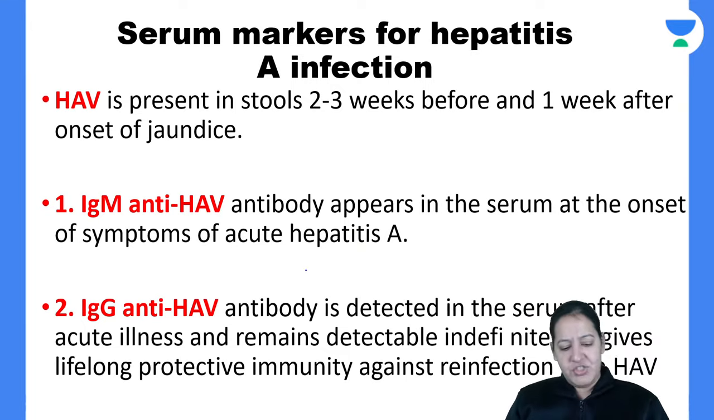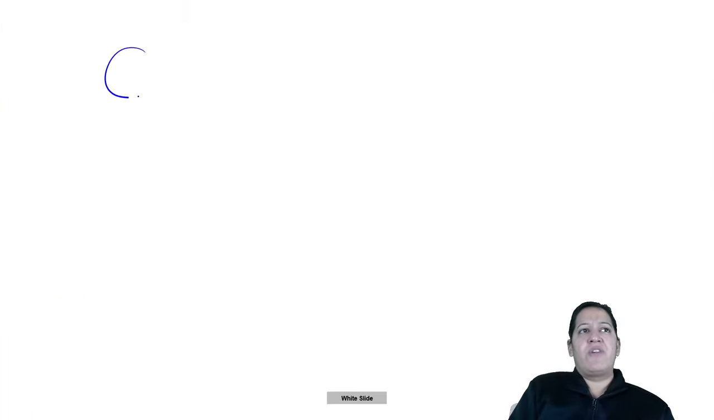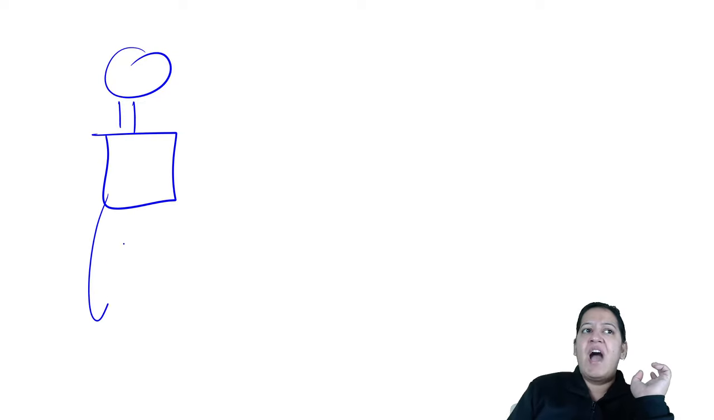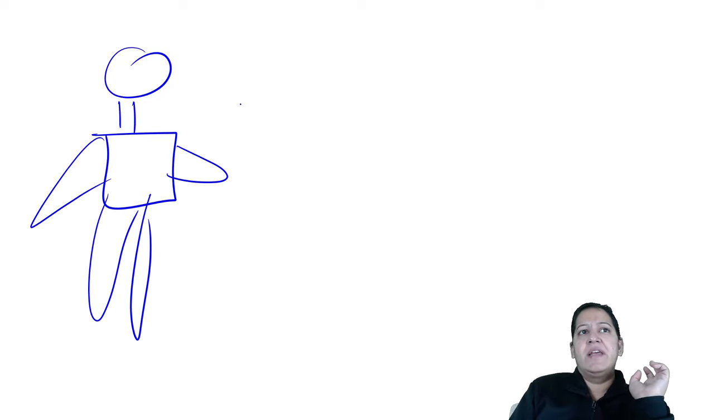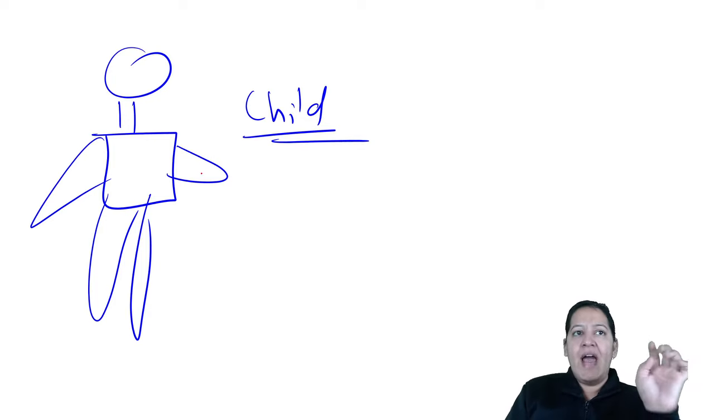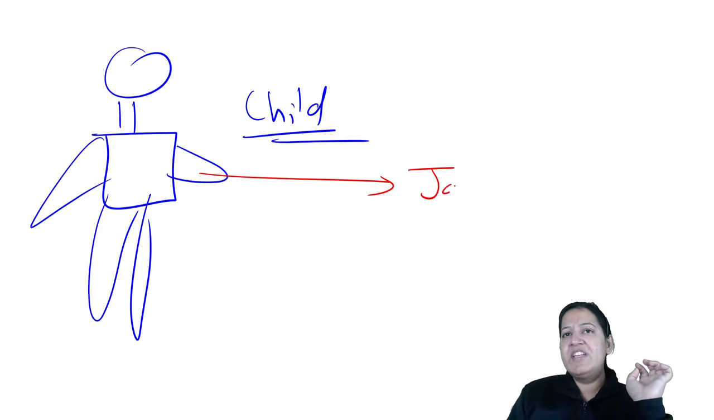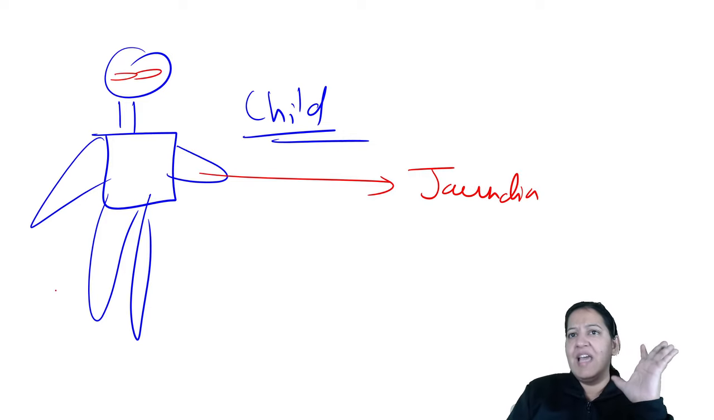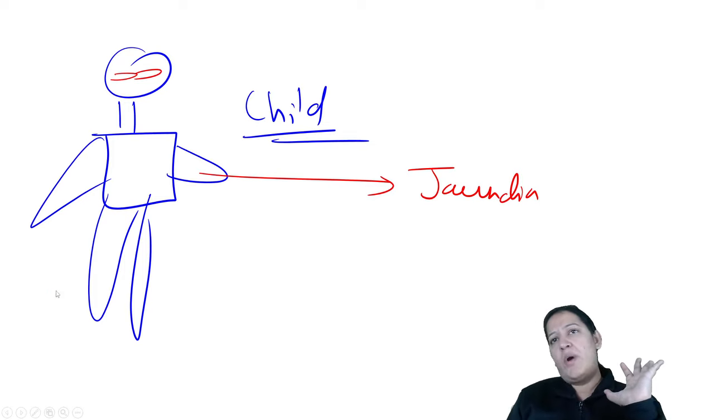What are the markers? Just suppose there is a patient in front of you. The patient is a child. He is coming to your clinic with the parents and the parents are complaining, my child is having jaundice. Doctor, he has got jaundice. See, the eyes are yellow. The skin is yellow. So my child is having jaundice, right?